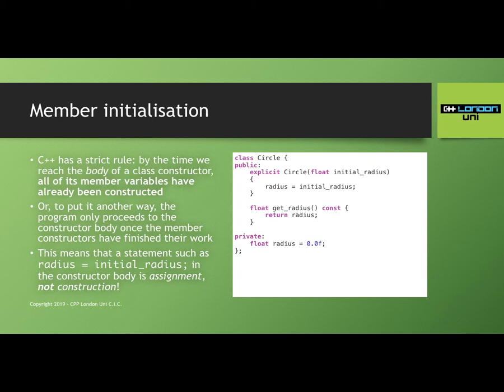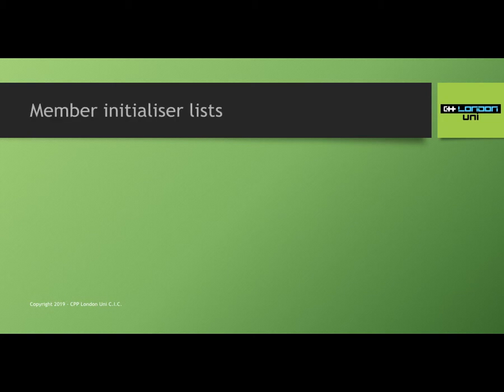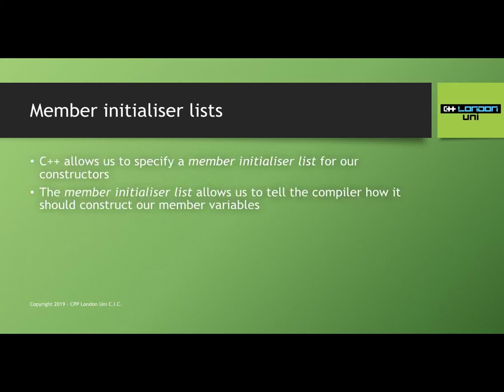And the solution to all of these problems is something called member initializer lists. A member initializer list is a list of initial values or constructor arguments for each of our member variables. And it also applies to base classes. Again, we're going to talk about those in a future module, but the syntax is exactly the same. Base classes appear in your member initializer list as well.